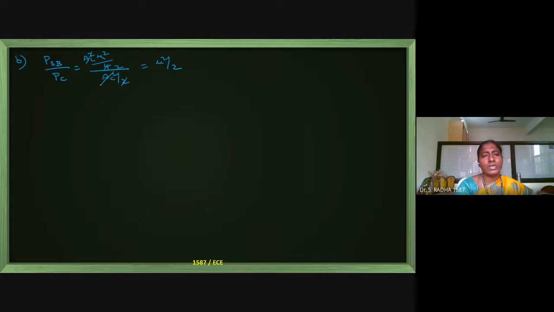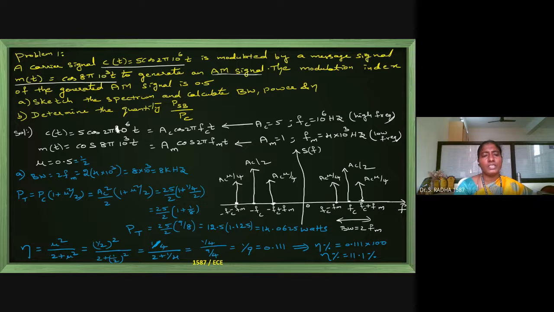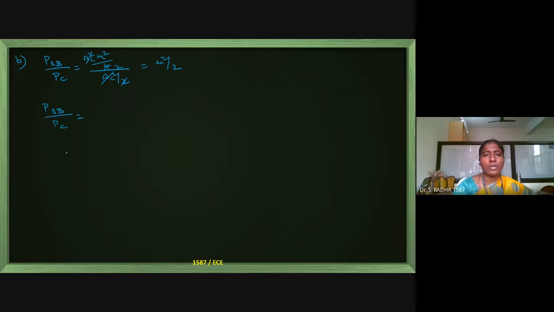So already we know that the μ value is given as 0.5, or half, in the question. I will substitute the half here, whole squared by 2, which is 1/4 divided by 2, which is 1/8. 1/8 is the value. If you further simplify, it becomes 0.125.